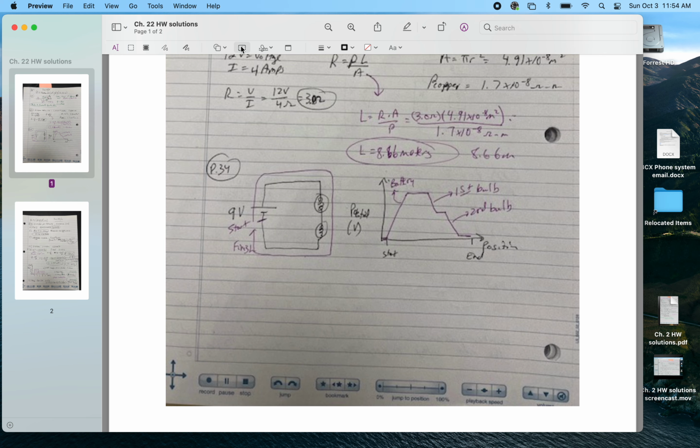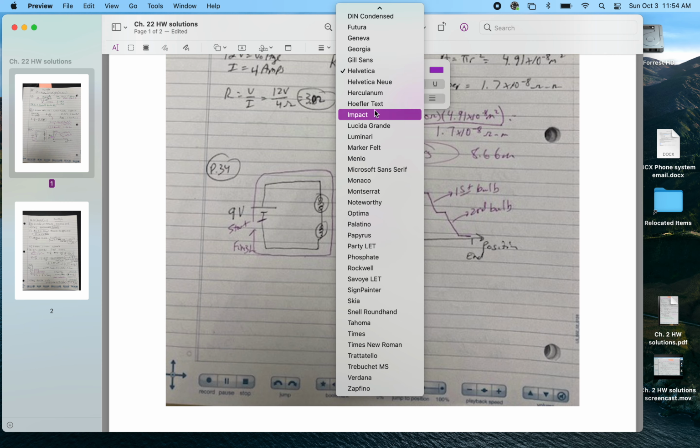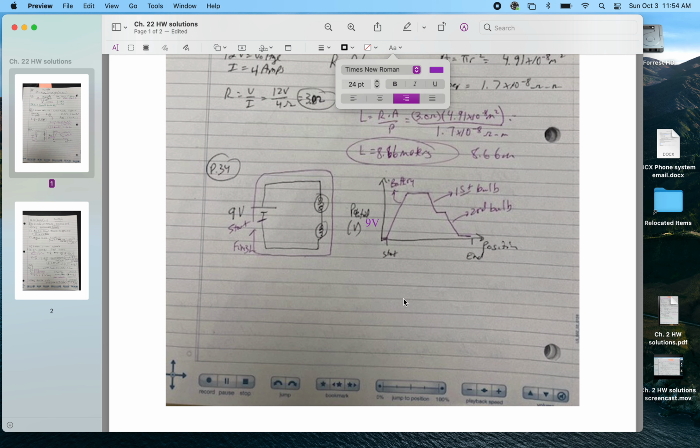Let me see if I can say that. Ugh. Let's see if I can adjust the color. That looks nice. I don't like that font. So, 9 volts would be like right up here.